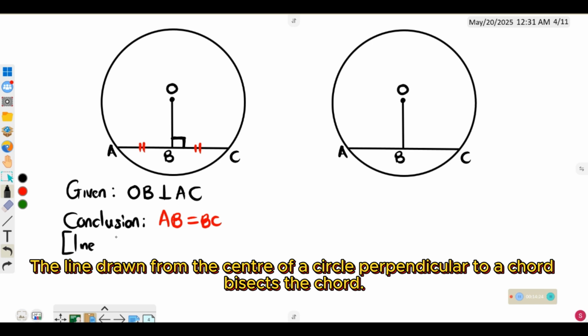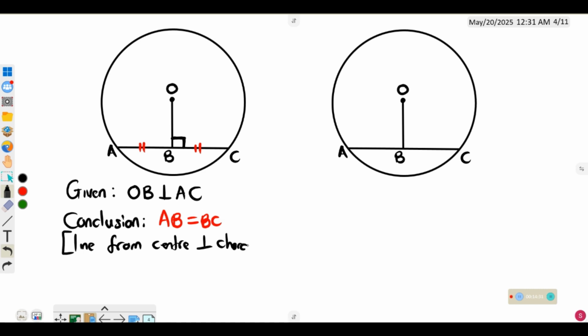The reason is line from center to what? Line from center perpendicular to chord, like that. And then we go for the second one.